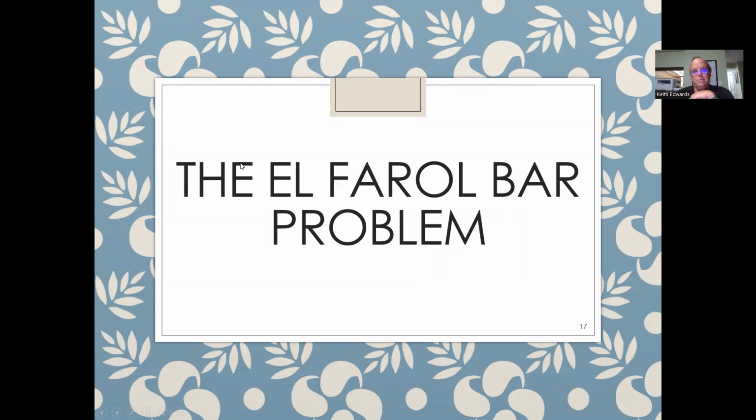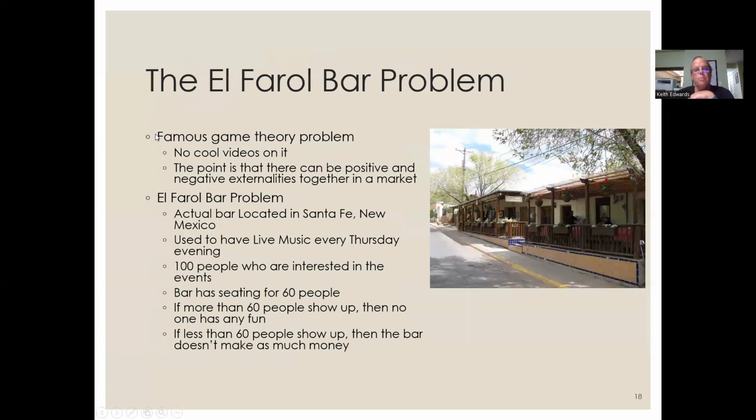So the last part of the chapter deals with the Farol Bar Problem, and this is a famous game theory problem. And there aren't any cool videos of it, or I would have recommended a cool video. The one I found was a robotic voice reading the Wikipedia article. So hopefully I can do a little bit better than that, although I might not get all the details. The point with this problem is there can be positive and negative externalities working together in the same market.